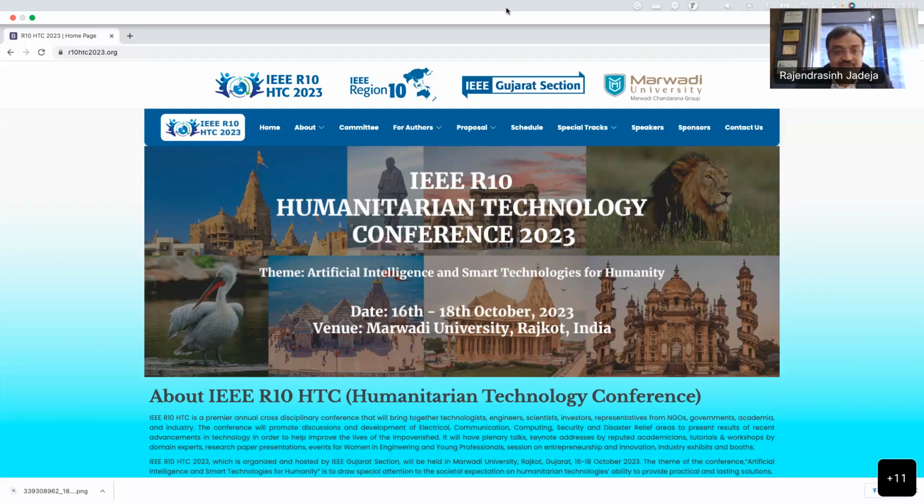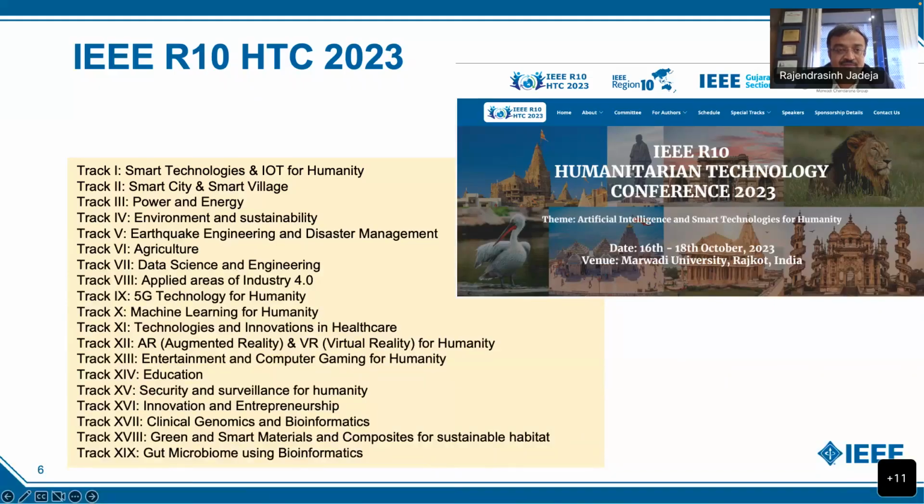Then AR and VR for Humanity, then Entertainment and Computer Gaming for Humanity. Next is Education, because that is a part of the sustainable goals of UNICEF. So education we have already covered. Next is Security and Surveillance for Humanity, and Innovation and Entrepreneurship. So we are in the state of Gujarat, and all of you know that Gujarat is very dominant in terms of innovation and entrepreneurship. And a few tracks we have provided for Bioinformatics and Genomics, which is a healthcare sector.